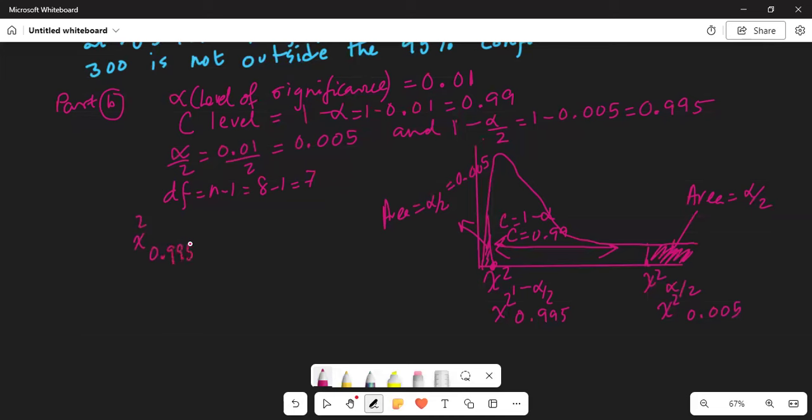chi-square 0.995 is equal to 0.989, and chi-square 0.005 is equal to 20.278.